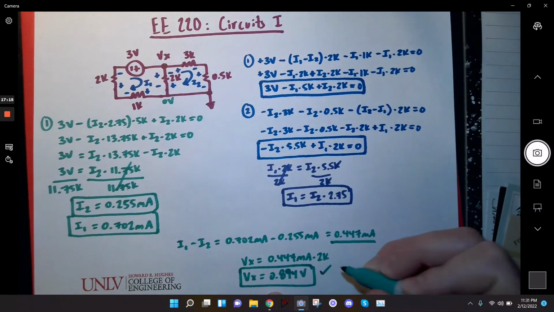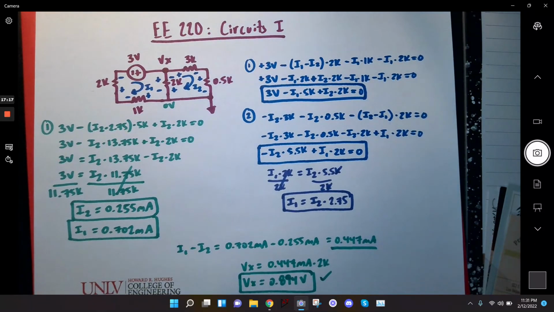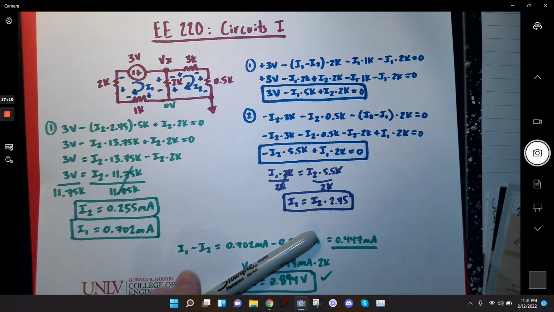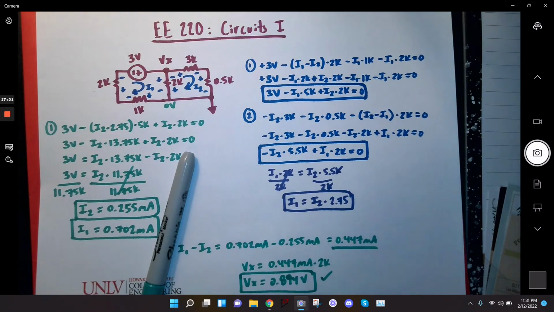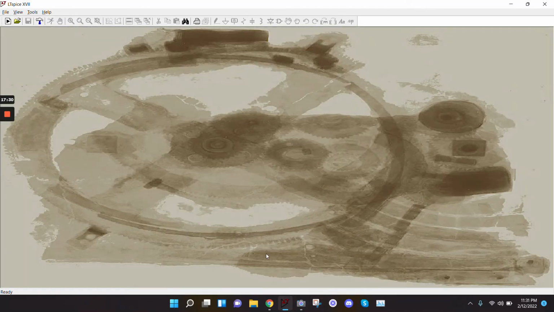So just to make sure that I didn't do anything wrong, let's go ahead and throw this exact circuit in Spice and see if we get something in the order of 0.894 volts for Vx. Go ahead and open up Spice. Let's make a new schematic.